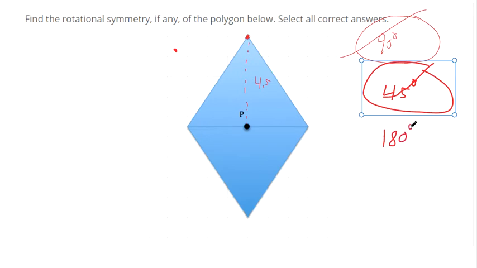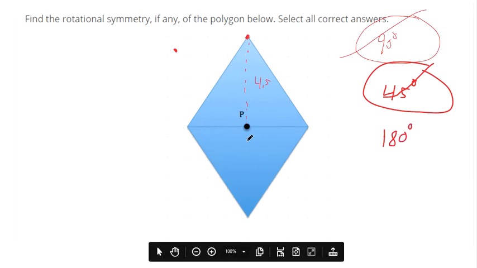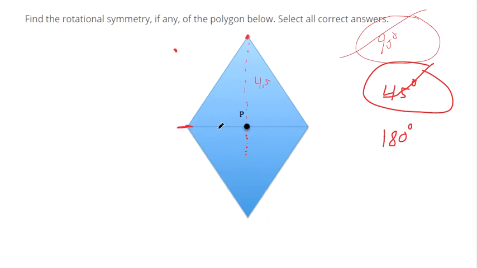Let's check 180 degrees. That means we go a semicircle around. And in order for this to have a 180-degree rotation, it's got to be the same going down on this side too. So let's count. This is at like the half mark. So this is 1, 2, 3, 4. This one is also 4.5 coordinates away from the rotational point P.